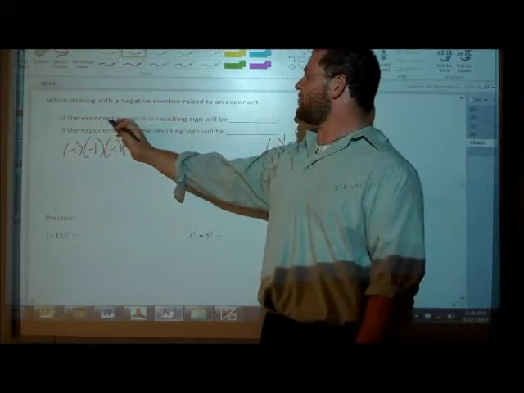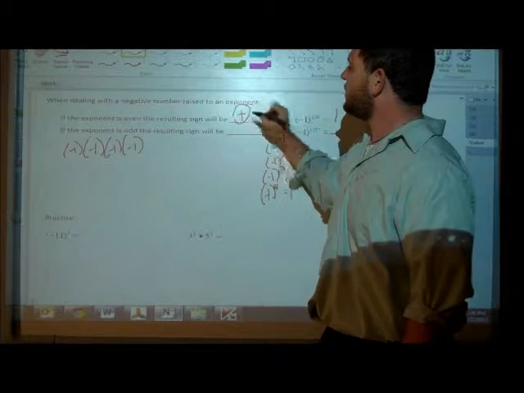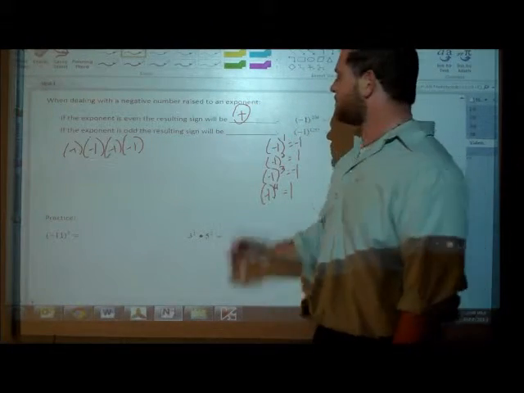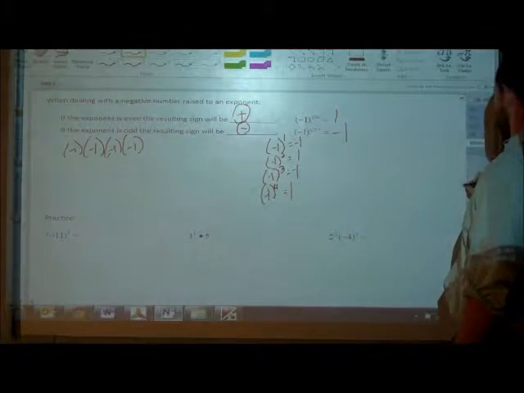To fill in our blanks, if the exponent is even, the resulting sign will be positive. If the exponent is odd, the resulting sign will be negative. Let's do a little bit of practice.